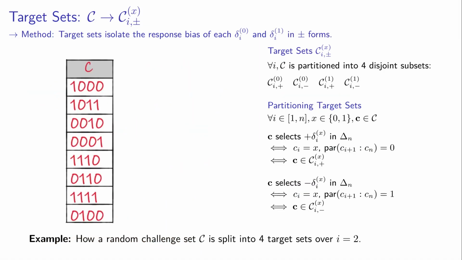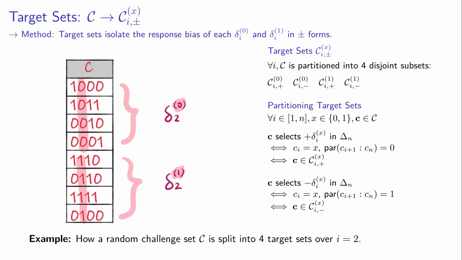We can use these insights to derive special challenge sets that provide us with a method to test for bad APUFs. We call these target sets because each set's challenges target a particular delta at a particular stage being included with a particular sign in the accumulated delta in. They are formed by partitioning a random challenge set into 4 disjoint subsets for each stage. Here is an example showing how to derive target sets for the second stage of a 4-bit PUF.